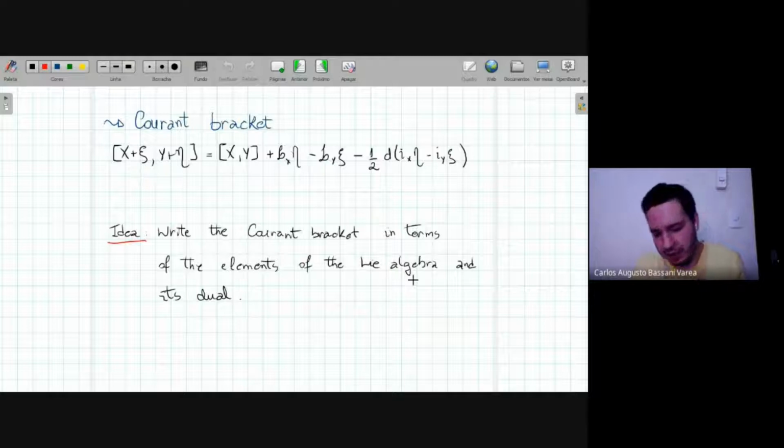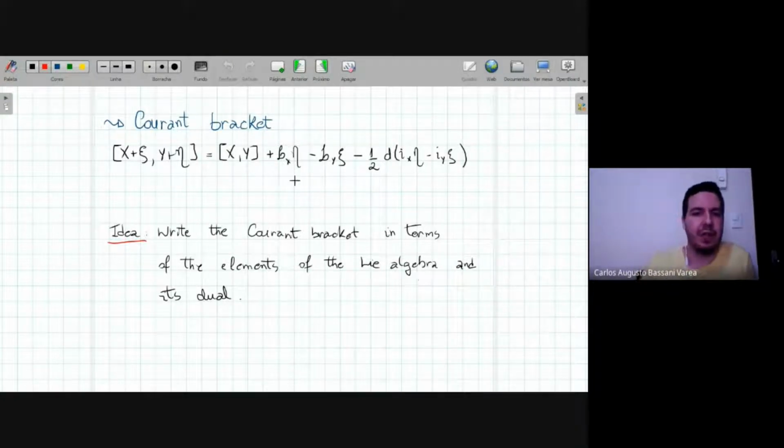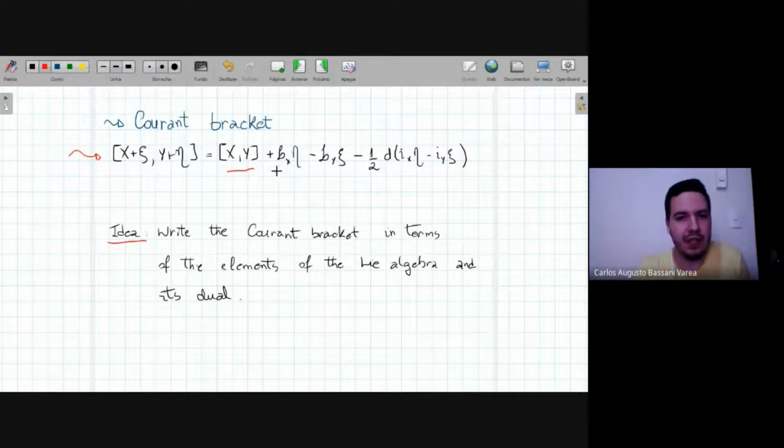So remember that in the first lecture, we saw that the integrability for generalized complex structures depends on the Courant bracket, which is defined by this expression here, where on the right-hand side we have the Lie bracket for vector fields, and here we have the Lie derivative. So the idea is to rewrite this Courant bracket in terms of the elements of the Lie algebra and the dual of the Lie algebra that we are working with here, to get an easier expression for this bracket.